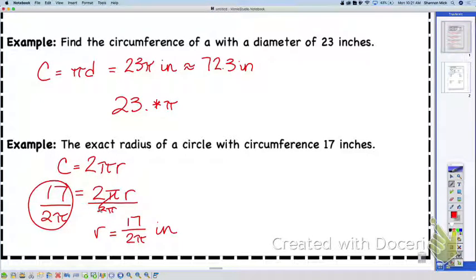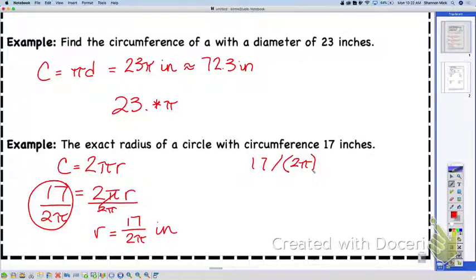Okay, so the radius is 17 over 2 pi inches, but that means nothing to me, correct? That means nothing in our brain. So I have to put this in my calculator. 17 divided by parenthesis 2 pi. And I don't think you need to put a decimal. I think it will give you a fraction, or the decimal.